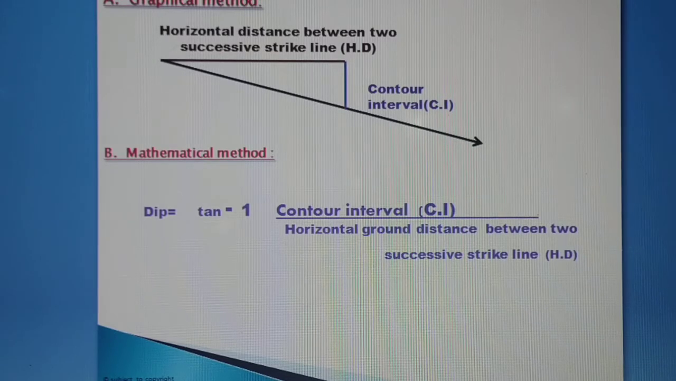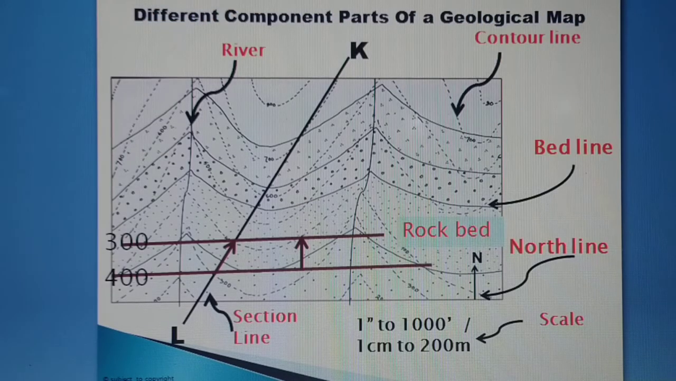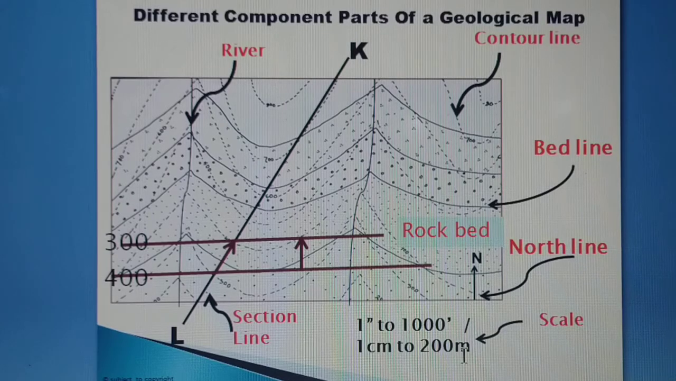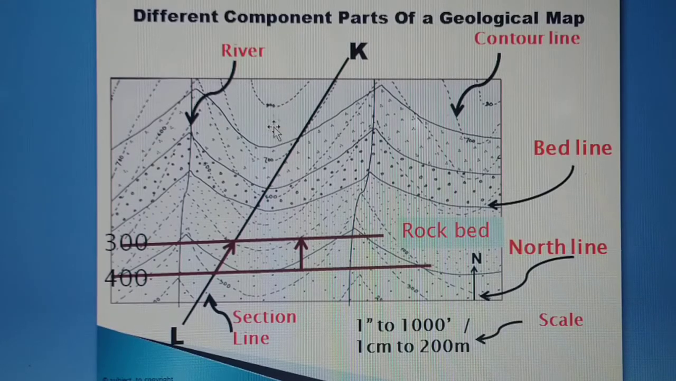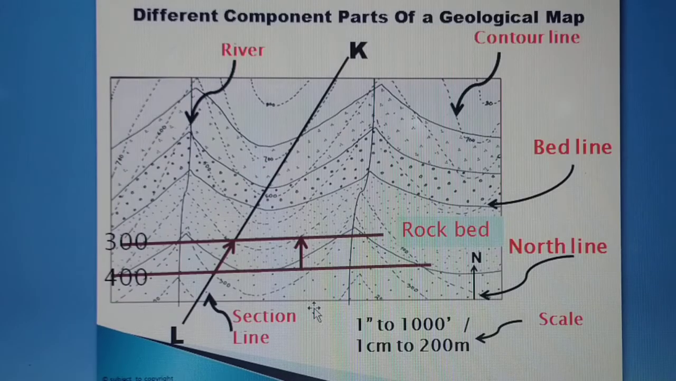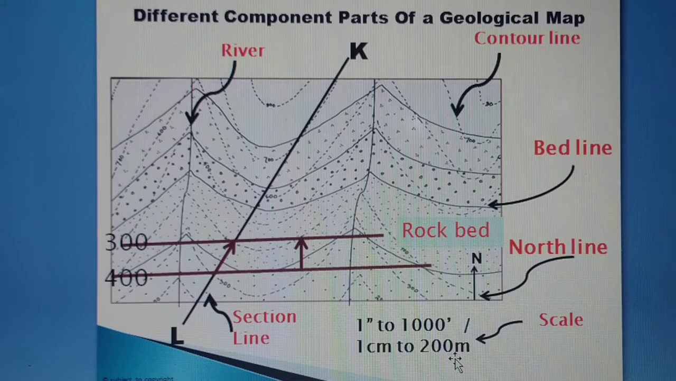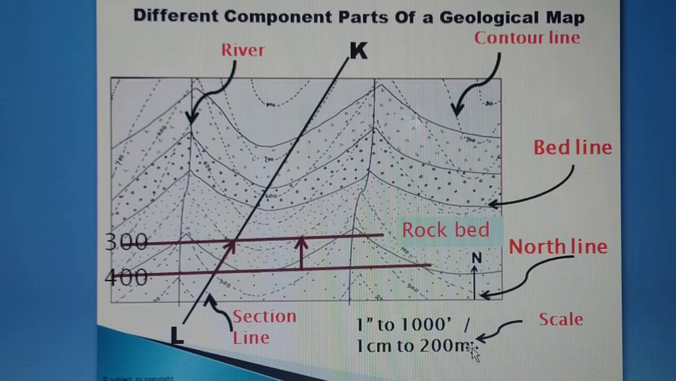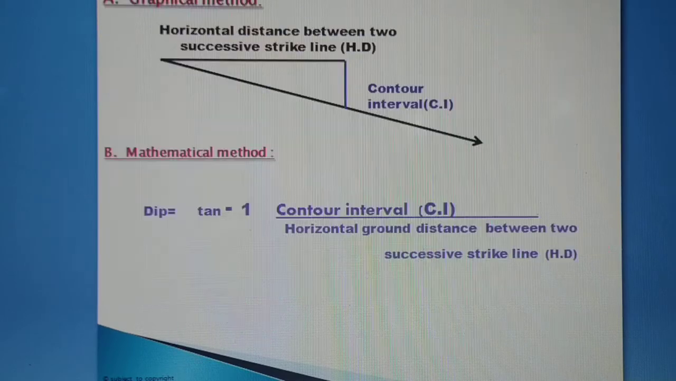Okay, and if the scale is 1 cm to 200 meter and the contour interval is 100 meter, in such cases you have to take this line as 0.5 centimeter, because 1 cm represents 200 meter. That's why 100 meter will represent 0.5 centimeter. So in this way you have to put the value here.